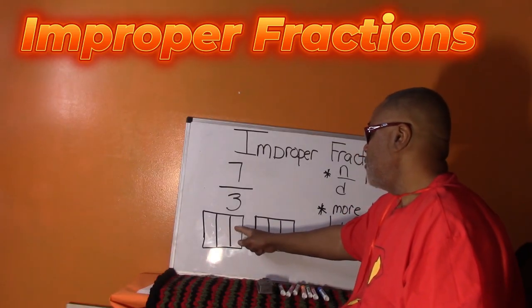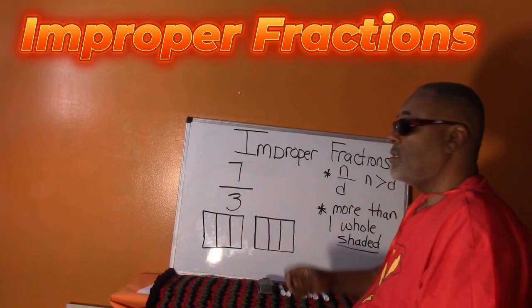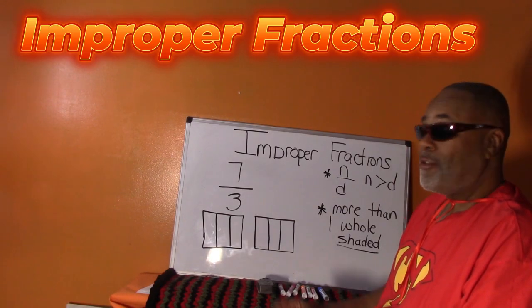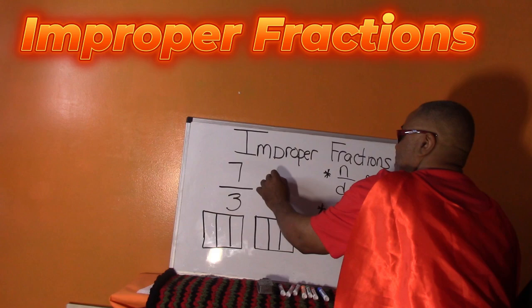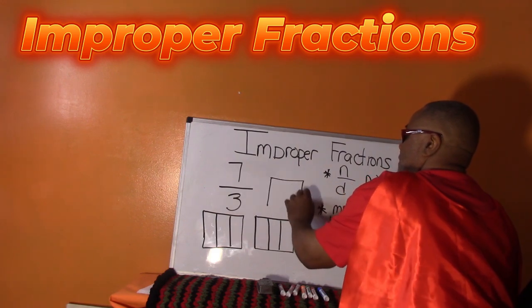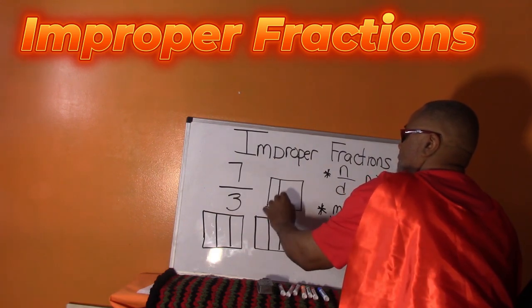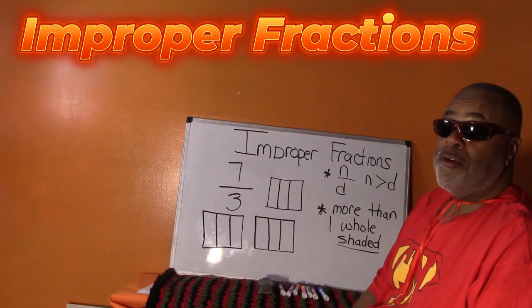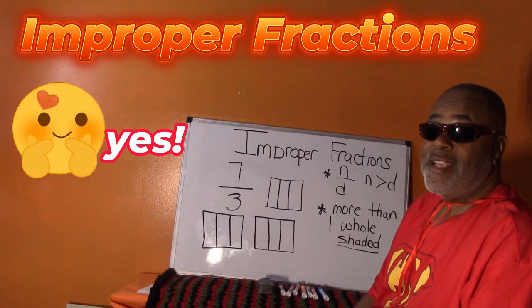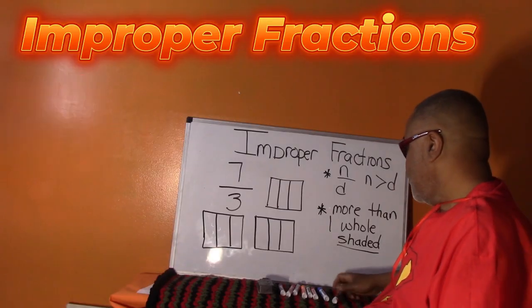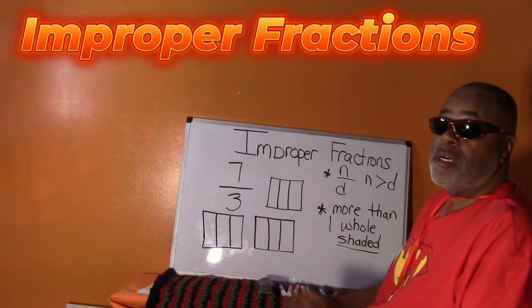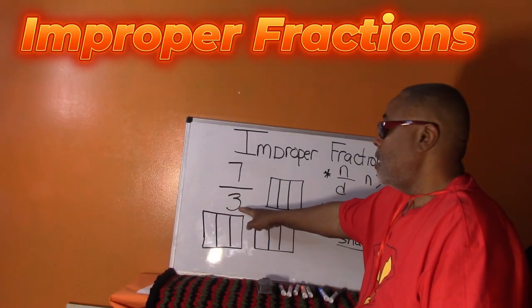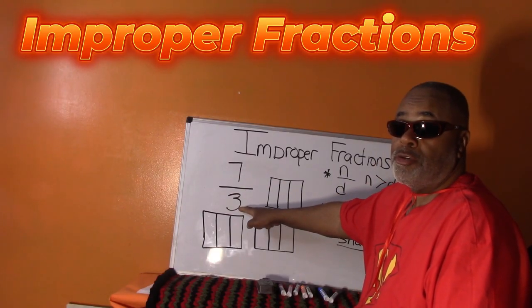1, 2, 3, 4, 5, 6. Guess what? I gotta draw another set of thirds. I'm gonna put it up here. Now, do I have enough thirds to shade in 7 of them? Okay, let's see. And we're gonna shade in 7 of them because that's what the numerator says. I'm gonna shade in 7, but I'm gonna cut them into thirds.